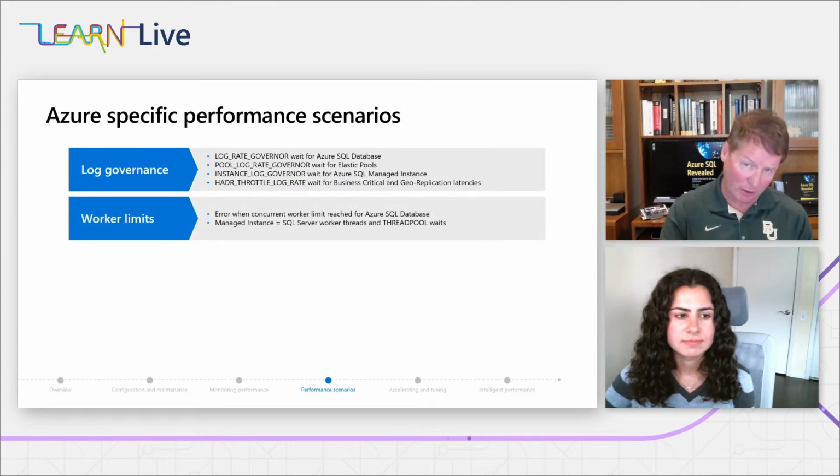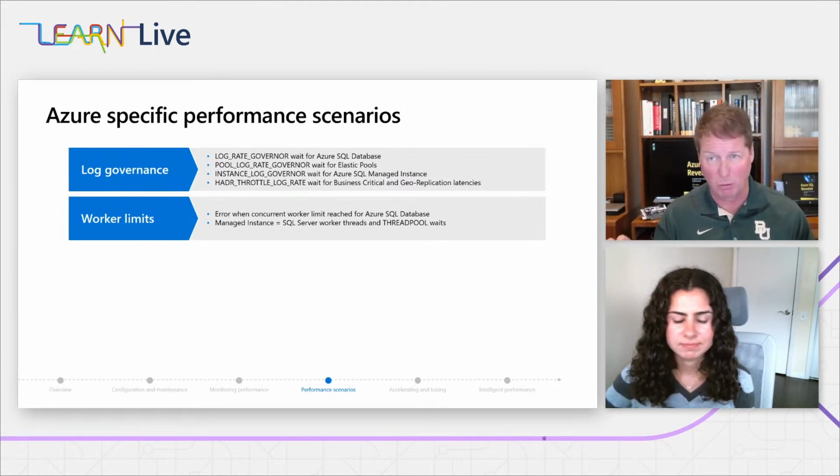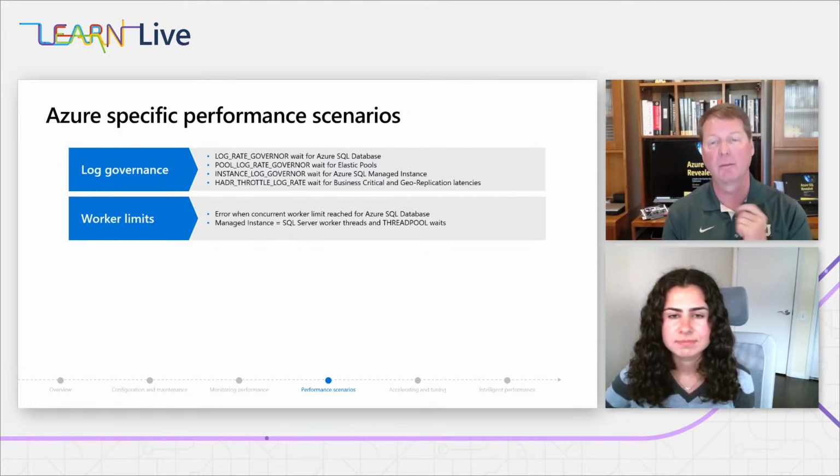The reason I called out the worker limit is that for managed instance, today worker threads look just like SQL Server. So a lot of people may run out of workers and see thread pool waits. Don't forget that when that scenario happens, it may just be a poor application blocking problem, not because you don't have enough worker threads. Don't feel like you've got to go bump up worker threads just because you see that. But the symptoms look like that, thread pool waits.